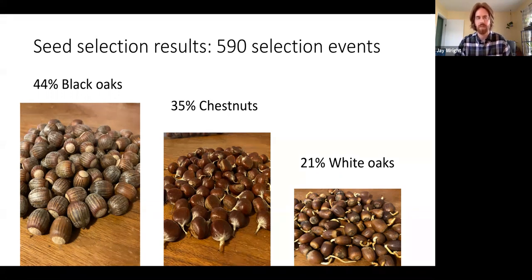So even just looking at which seeds were taken, you can get a feeling for what the preference is. 44% of the selections were black oaks, 35% were chestnuts, and 21% were white oaks. So that's probably the overall preference there, but the future analysis that I'll do will get at what time of year the seed preference changes, if it changes, and what other variables might go into that.